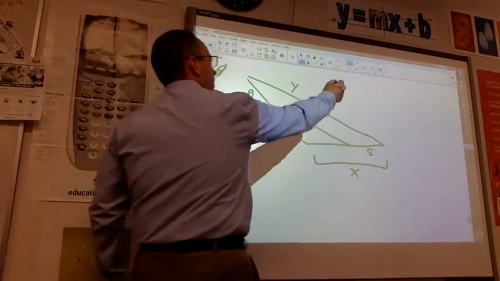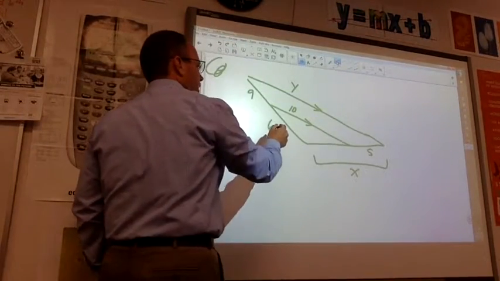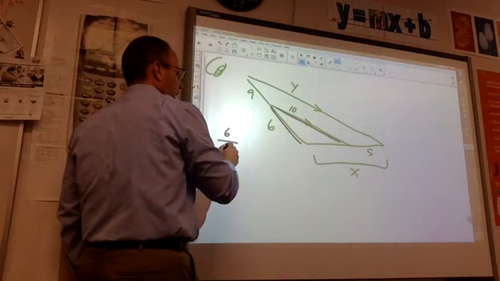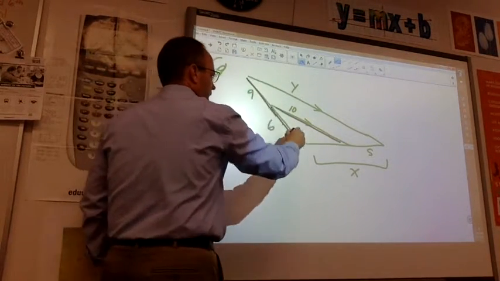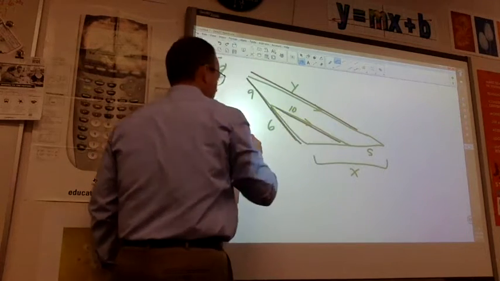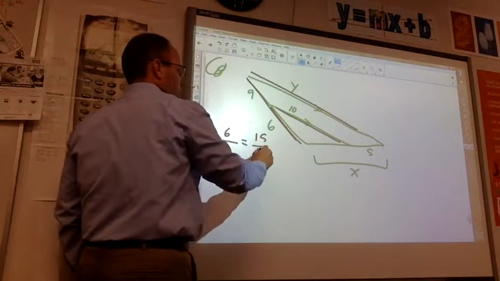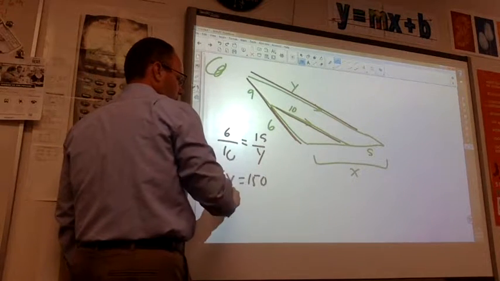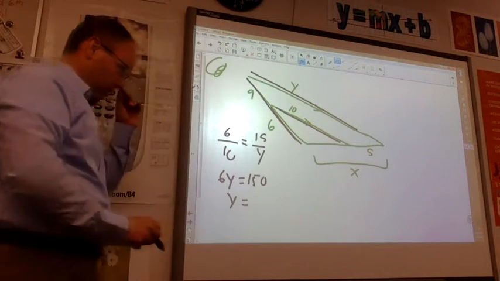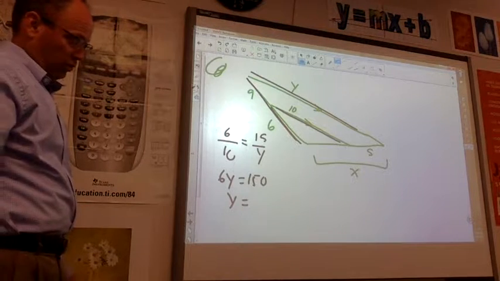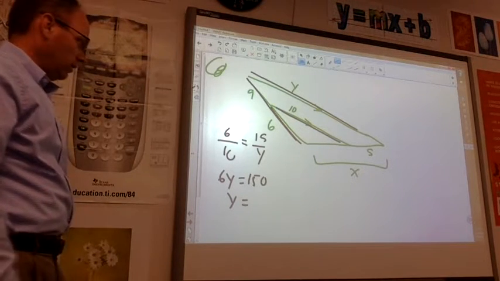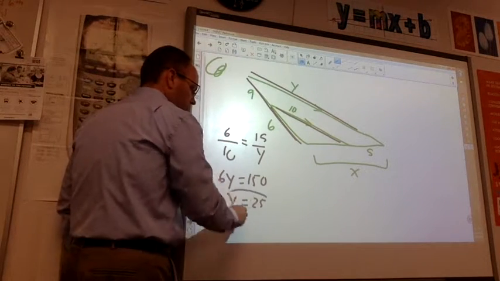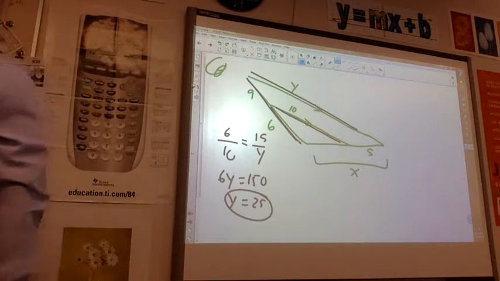So let's take care of y first. If I go from this to this, I get 6 over 10 equals this to this, which is equal to 15 over y. Cross multiply, so I get 6y is equal to 150. Y is equal to 25. Is that right? Is that okay so far?